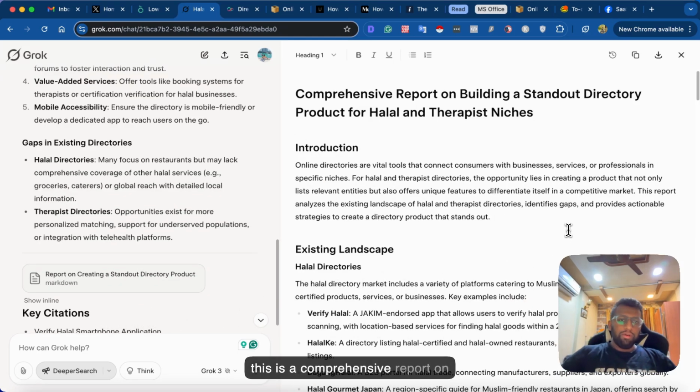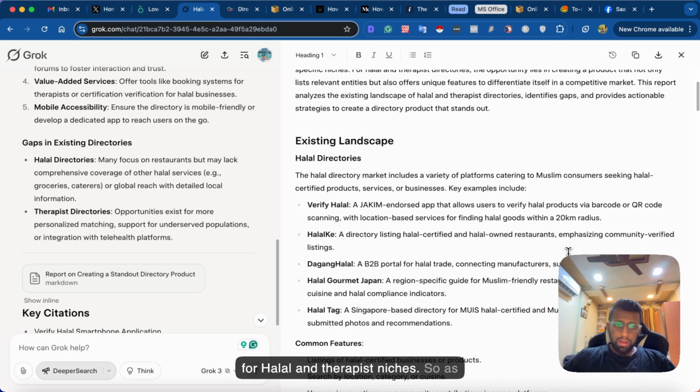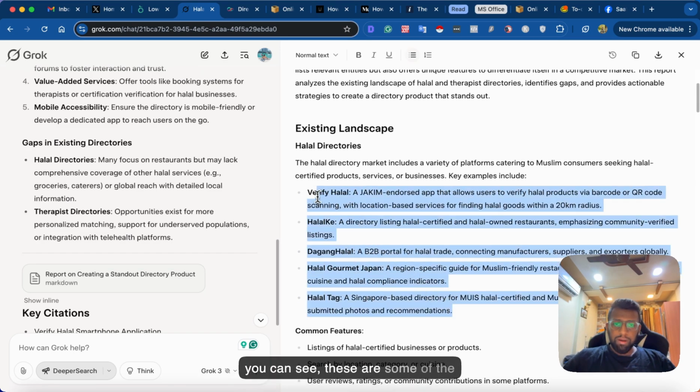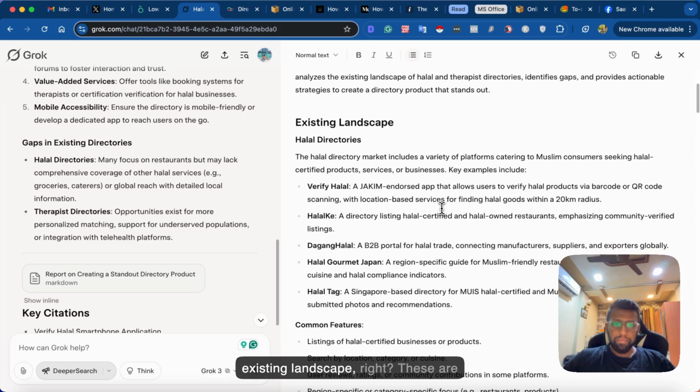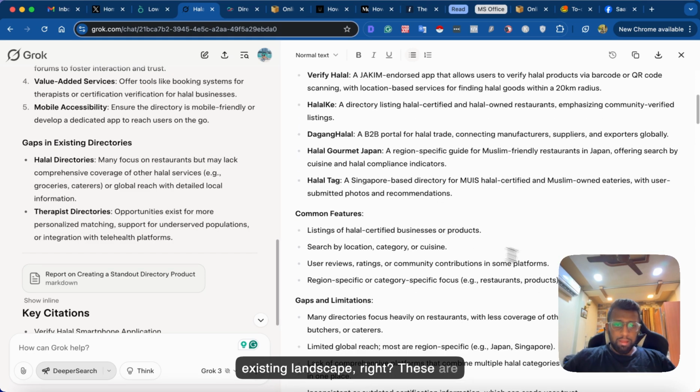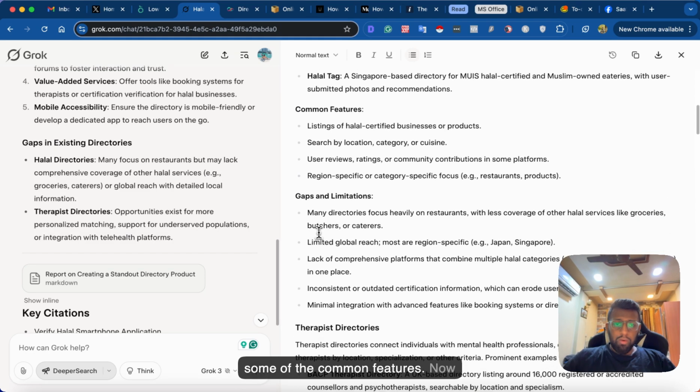This is a comprehensive report on building a standout directory product for halal and therapist niches. As you can see, these are some of the interesting directory ideas in the existing landscape. These are some of the common features. Now, what are the gaps that I can fill? Some of the directories focus heavily on restaurants with less coverage on halal services like grocery, butchers, or caterers.